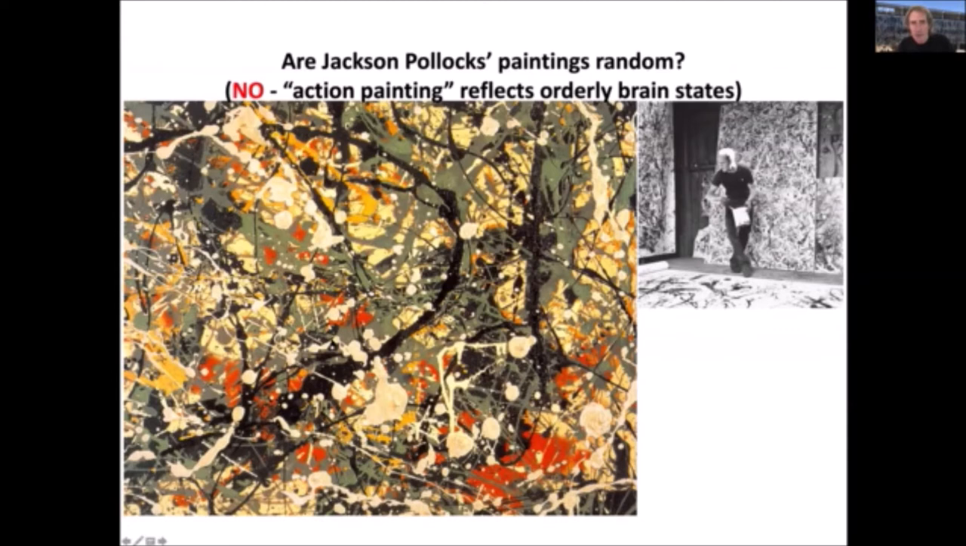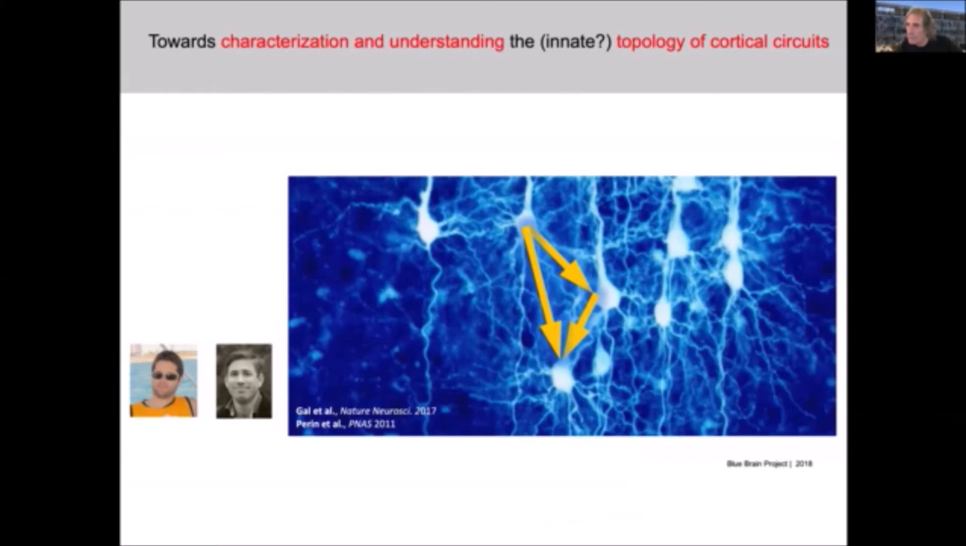There is a beautiful recent paper in Frontiers by a group of mathematicians showing that there is a very, very prominent structure, because after all, he is moving and movement is not random. So this painting reflects the structure of the brain, of the muscle activity of Jackson Pollock. Anyway, that's what we are trying to do: to find whether there is some kind of structure in the circuit we built.